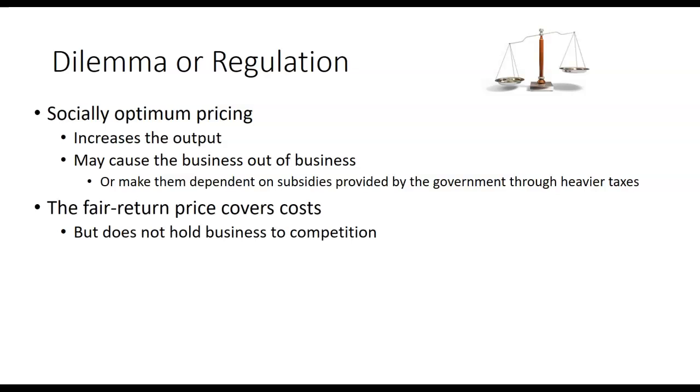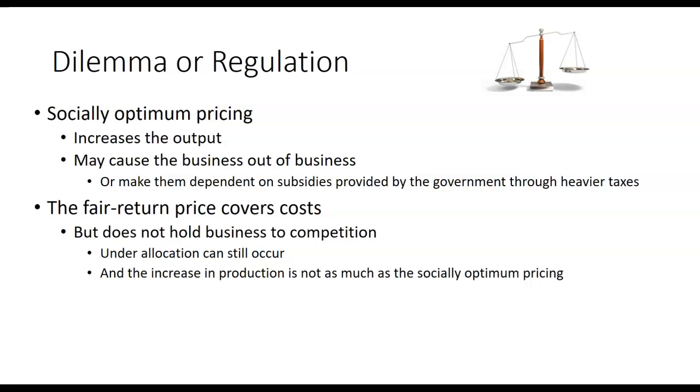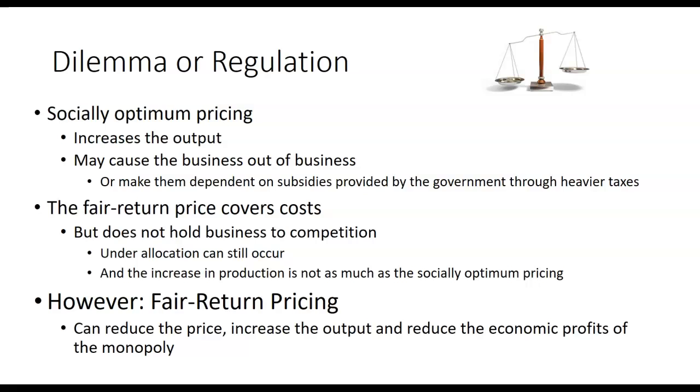Fair return price doesn't hold the business to a competitive level as far as the social optimum does. So it under allocates. We're not at the social optimum output. We're at the fair return quantity. And the increase in production is not as much as the social optimum pricing, so the price doesn't come down as much. With that said, it's break even. So it's definitely better than the monopoly pricing. And so a company would still be okay doing this because maybe they get the exclusive right to produce that good. And so they don't have to worry about competitors, which is kind of a nice place to be.